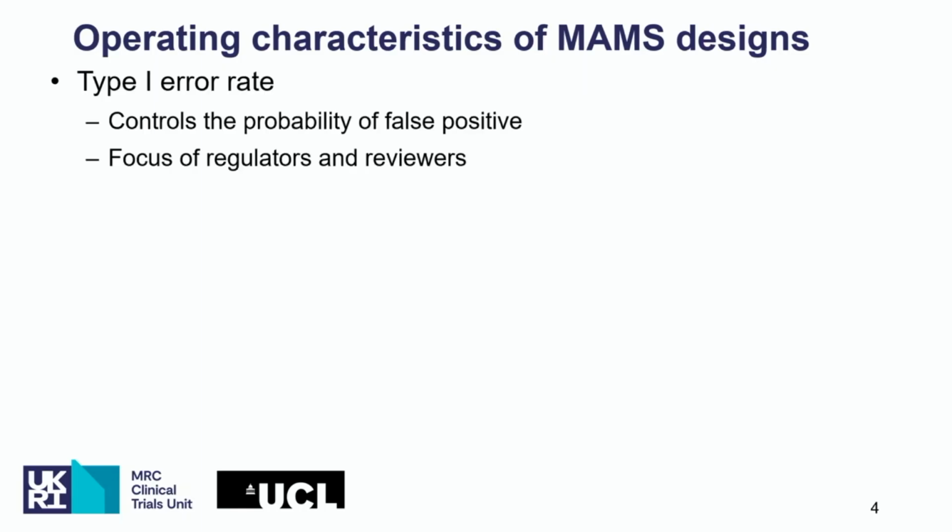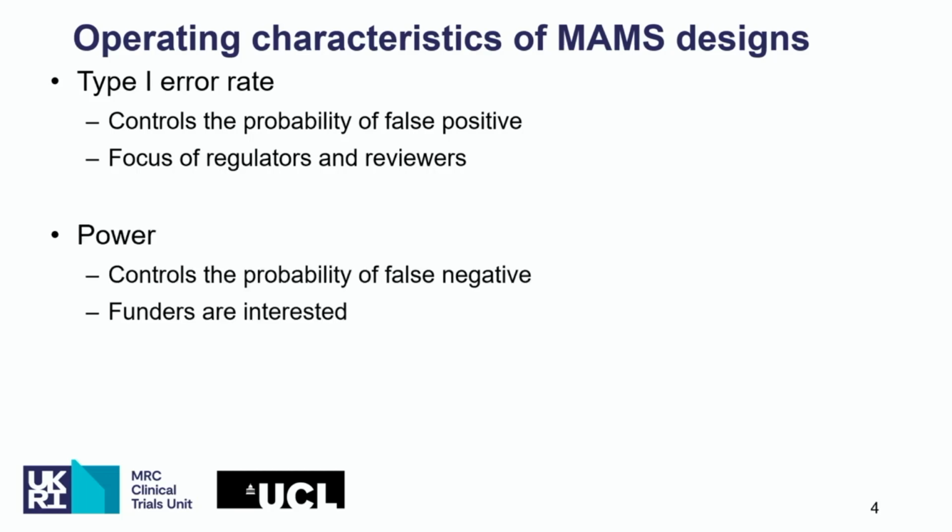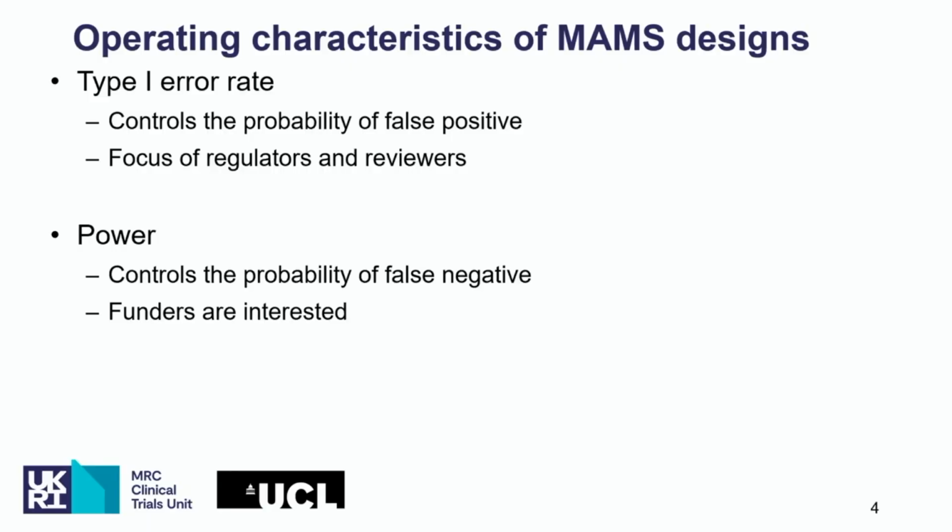Like any other trial, we are interested in the probability of false positive, which is the type 1 error rate, and it is the focus of regulators and reviewers. Another aspect of the operating characteristics, which is of interest to the funders, is power, the probability of false negative. And of course, the sample size, which is driven by these parameters.